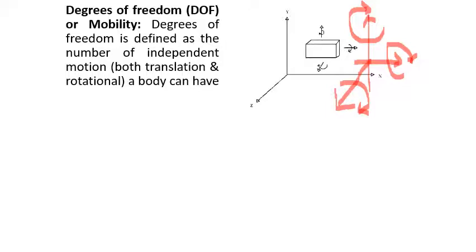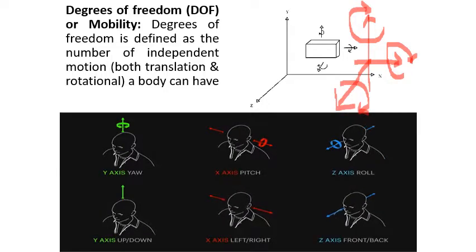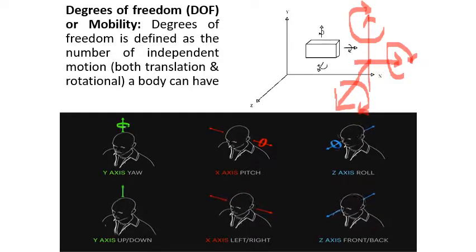The best example to explain degrees of freedom is the ceiling fan. Your ceiling fan has only rotational motion along the y-axis. Therefore, its degrees of freedom is 1. So in order to explain degrees of freedom, let us consider a familiar example, the movement of a human head.